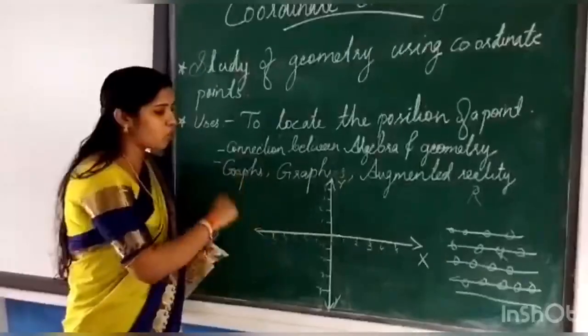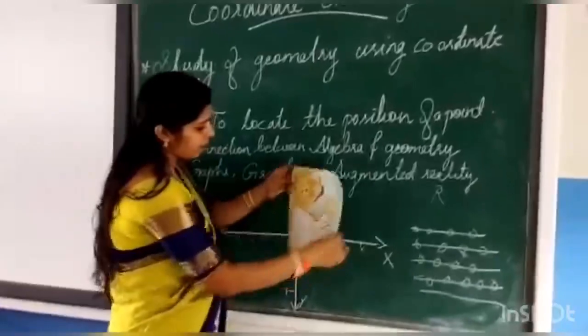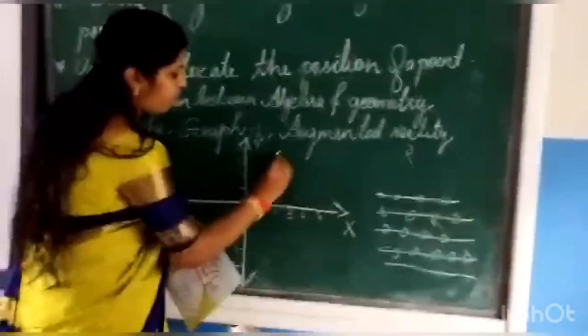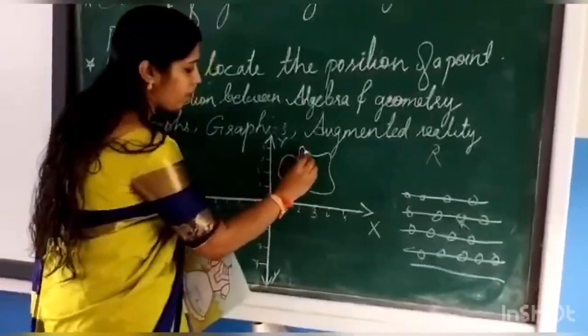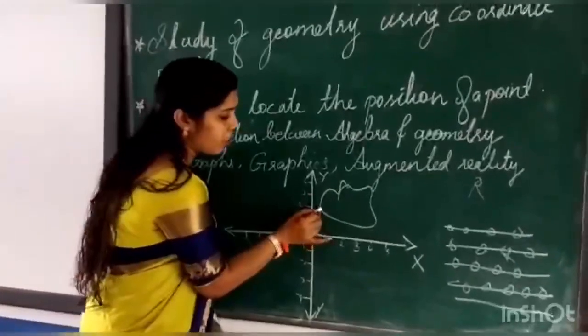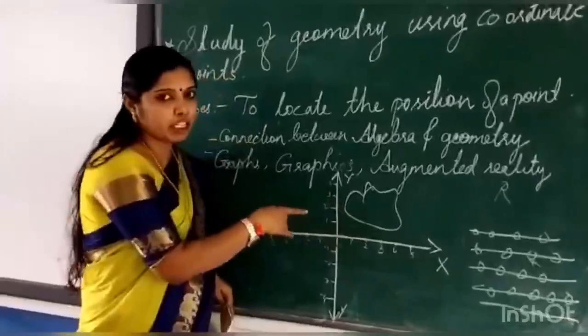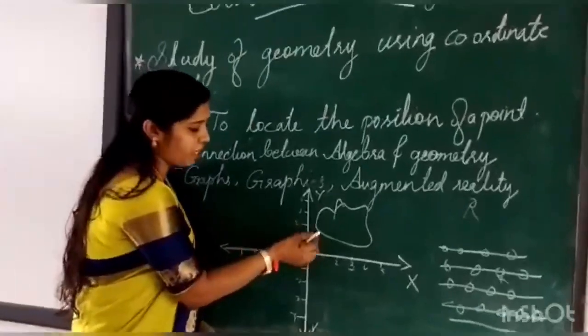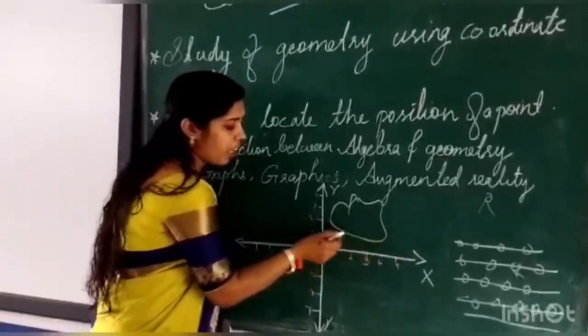But when it comes to a picture, see, this is a picture, or if I am drawing one picture here, a picture of anything, we can see that this will come under two dimension. How is it two dimension? It has got a length and a breadth.